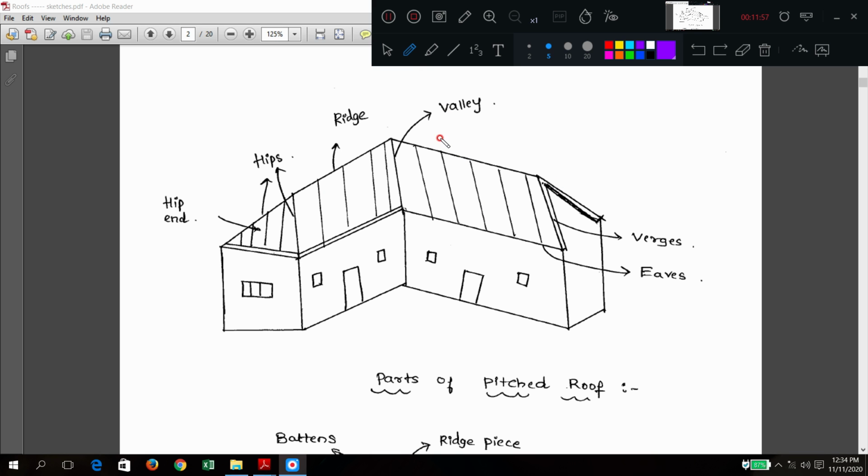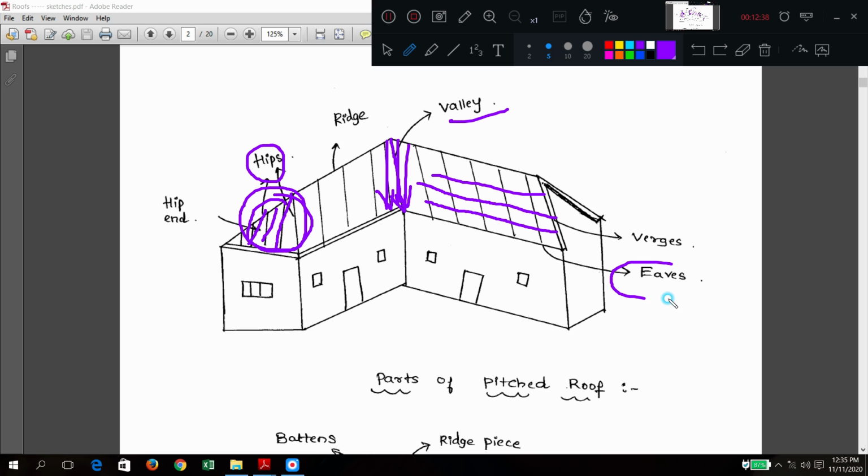Purlins. How do they run? These are horizontal members which will support the above members. Hip rafters means the rafters at the hip end; those are called hip rafters. Valley rafters means wherever the valley portion is, if rafters are present at the valley, they are called valley rafters. If they are present at the hip side, they are called hip rafters.